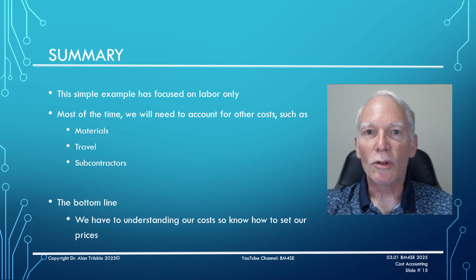This simple example has looked at labor only. On most contracts, there are other direct costs such as materials, travel, subcontractors, and other costs that we could directly charge to the program. We could calculate a separate G&A wrap for each of those costs, or we may decide to use a single G&A wrap for everything. Either method is appropriate depending on the accounting methodology you use. We haven't yet looked at differences like fixed price or cost plus contract types, and we'll take a look at that later in the course.